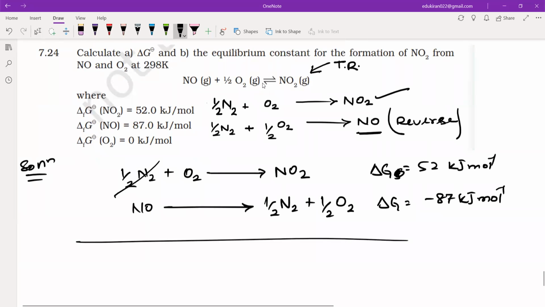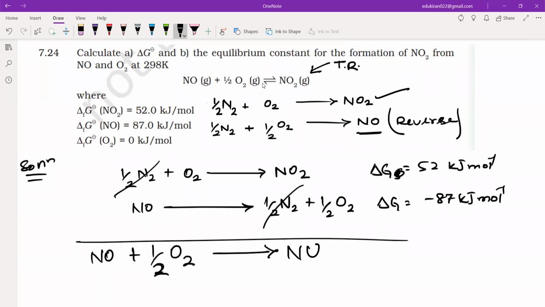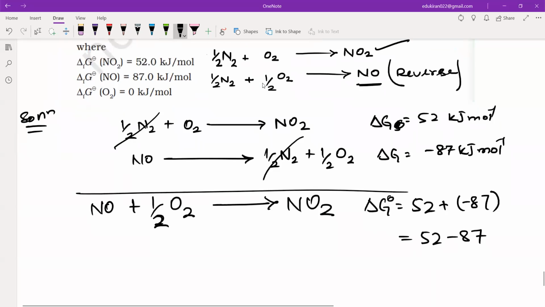Now half N2 will be cancelled. Here you have NO plus O2. Here we have one O2, here we have half O2. So they will also get cancelled, and half O2 will remain on the reactant side, and you will be getting NO2 in the product only. Yes or no? Yes, sir. Delta G will be, just add these two: 52 plus minus 87. You will get the delta G naught. So 7 minus 2 will be 5, and 8 minus 5 will be 3, in negative, so minus 35 kilojoule per mole.